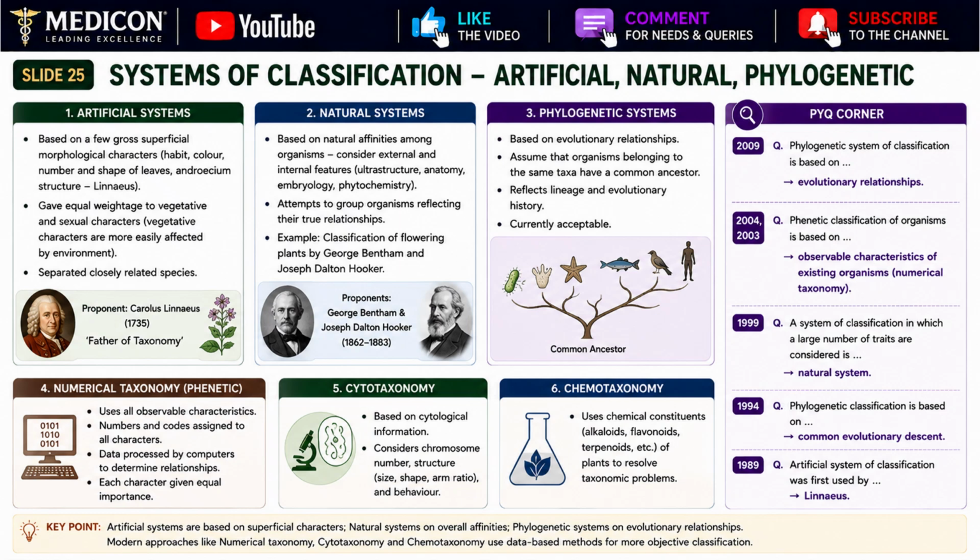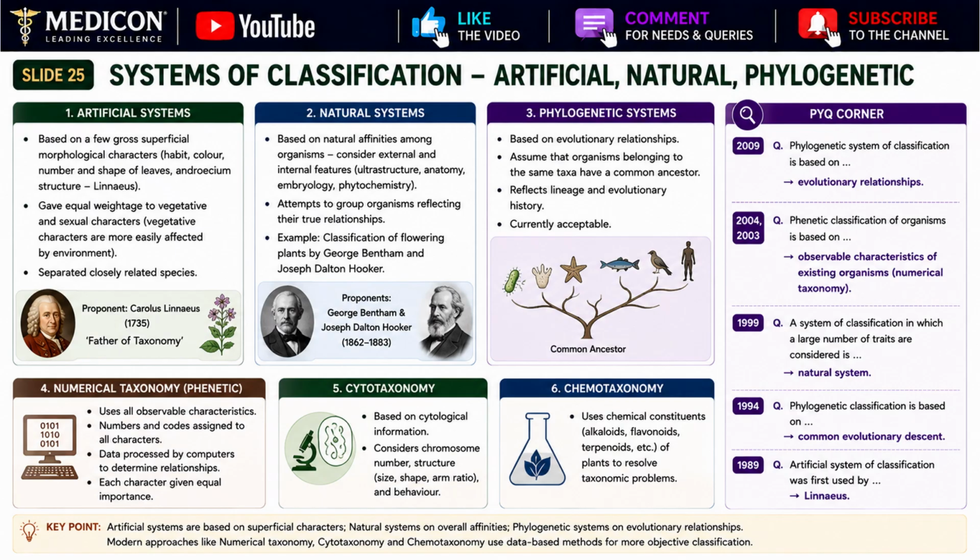Next comes numerical taxonomy, also called phenetic taxonomy. Uses all the observable characteristics. Numbers and codes are assigned to all characters. Data processed by computers to determine the relationships. Each character is given equal importance.